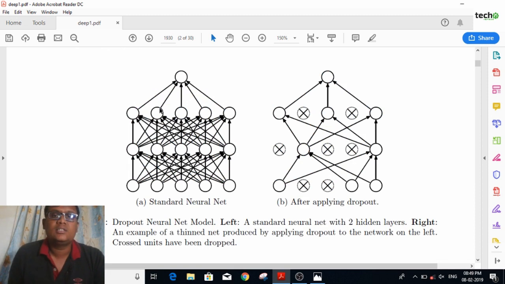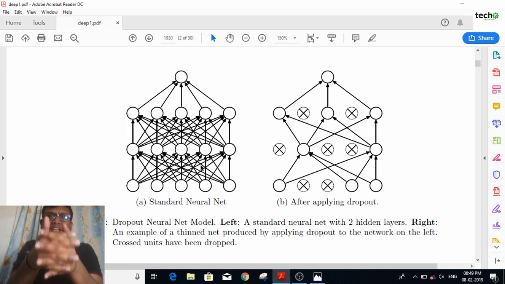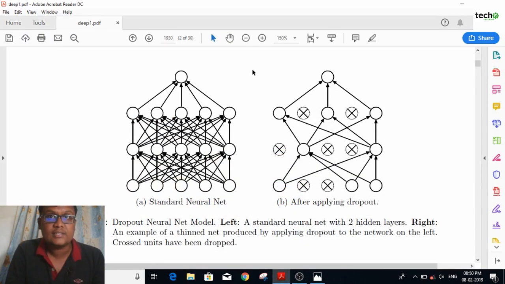Jump to this: what is a dropout network and what is a standard neural network. What you are seeing on the left-hand side is a standard neural network, where you can see all the neurons are densely connected. This configuration is called a fully densely connected network. All the neurons are connected to each other. You can observe here all the neurons are connected to each other. That is called a fully densely connected network.